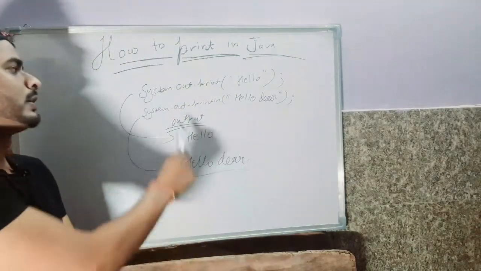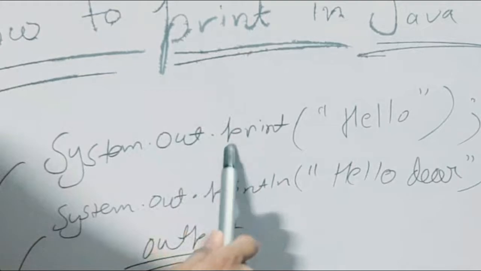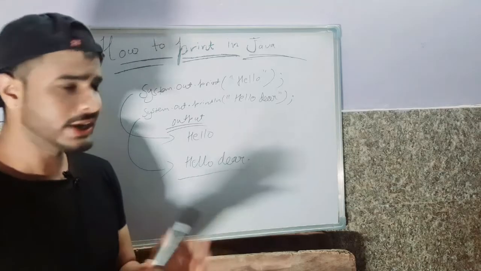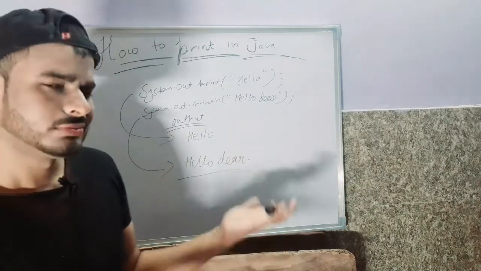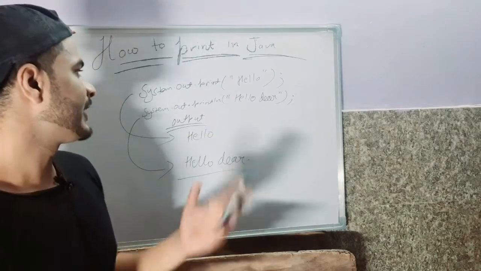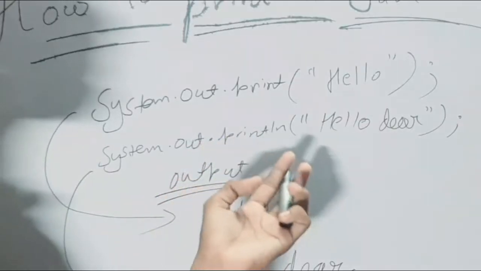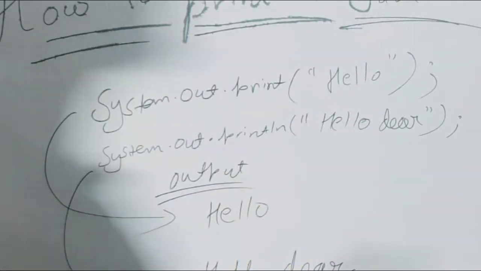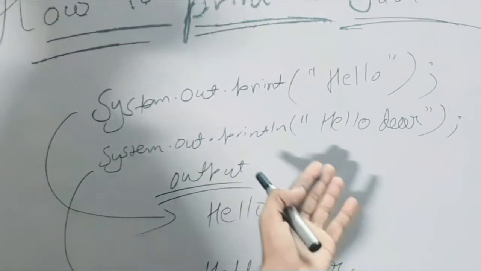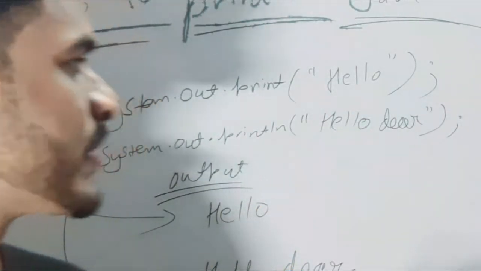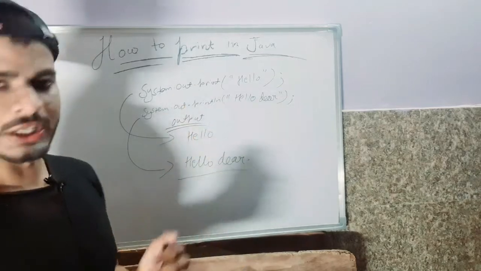First of all, the line is System.out.print. The word is hello. We are going to print the word hello. And the other one is System.out.println. That stands for line. Okay, and let's say hello dear. So what does the line do?